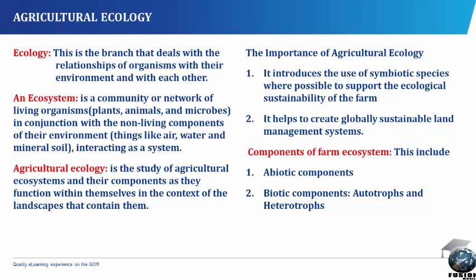Heterotrophs are organisms that cannot synthesize their own food and rely on other organisms, both plants and animals, for nutrition. They get their reduced carbon from other organisms. Examples are the herbivores, the omnivores, and the carnivores.